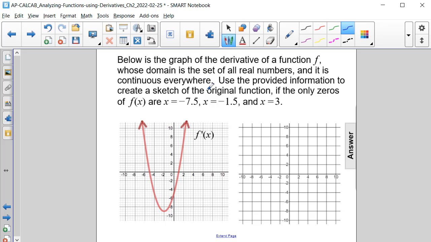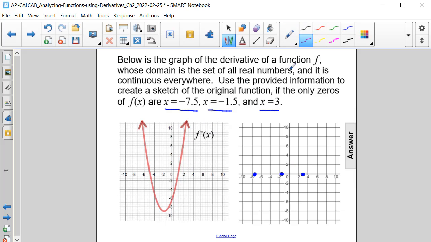Well, let's begin making our rough sketch by plotting our zeros on our graph. So we have negative 7.5, which is right about here. We have x equals negative 1.5, which is right about here. And x equals 3 is halfway between 2 and 4.